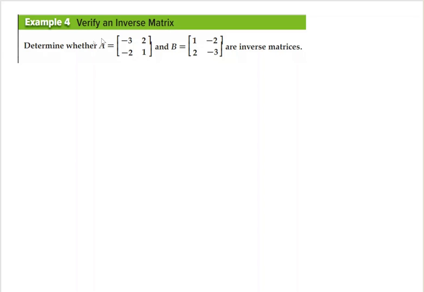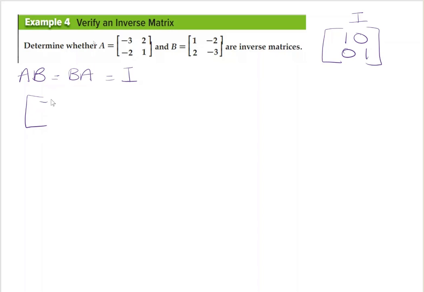So we need to verify an inverse matrix, and we have a matrix A and a matrix B. So we're going to multiply them both together. So we have what's called an identity matrix, and this is our matrix I. So if we multiply A times B, this will also equal B times A, and it'll also equal I if they're inverse. So let's multiply and see.